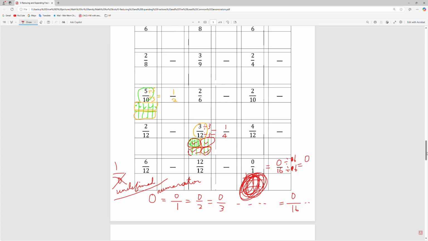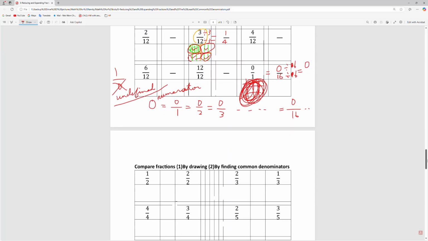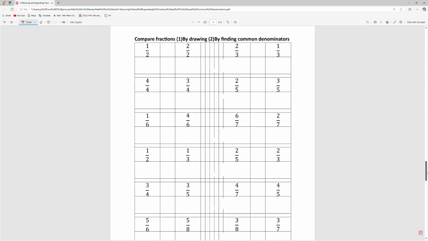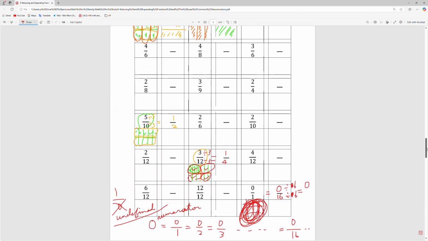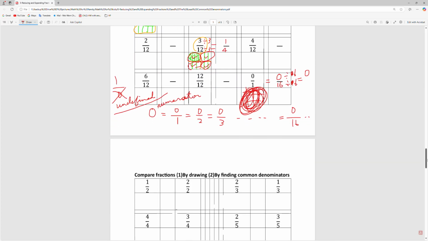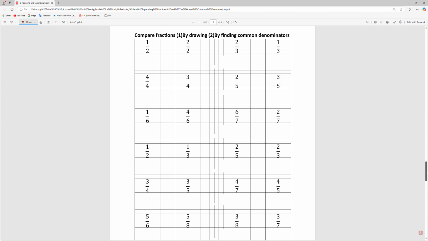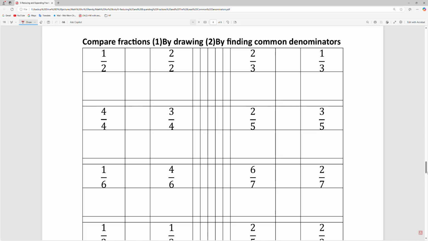Okay. So after you agree that reducing or expanding a fraction, they are all equal, and you already learned how to draw and shade a fraction, then we can try to compare fractions. How to compare fractions? Let me make the graph bigger.